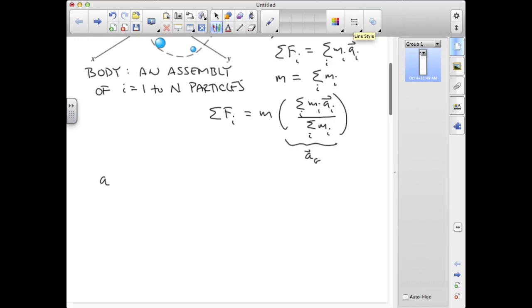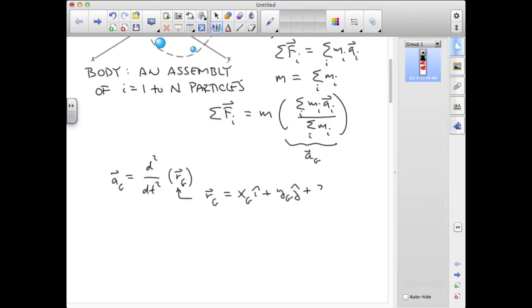The term in parentheses is the acceleration of the center of gravity, which is the second derivative with respect to time of the position of the center of gravity. The components of that position vector are the x, y, and z components that we're going to be calculating shortly. So for instance, this will be equal to the mass-weighted average of the positions of the individual x-coordinate values.